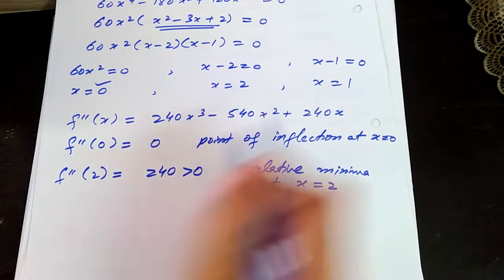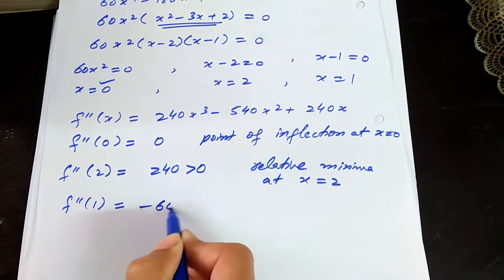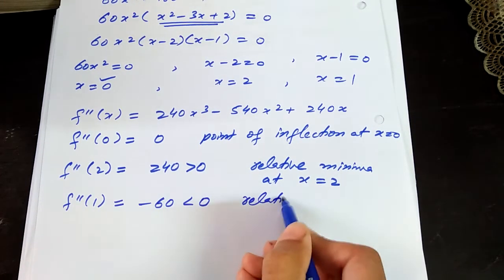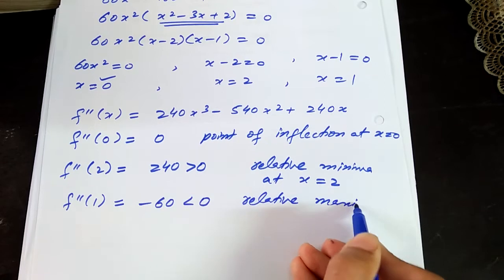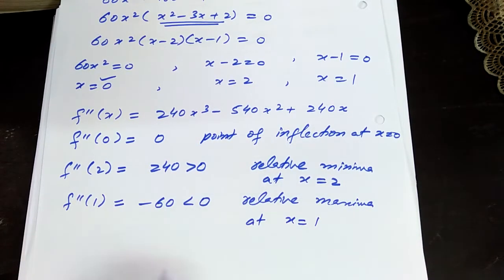Now we need to put this third point. So f double dash of 1 will be equal to minus 60, which is less than 0. So it means we have relative maxima here, relative maxima at x equals 1. So these are the points at which we have the relative extrema.